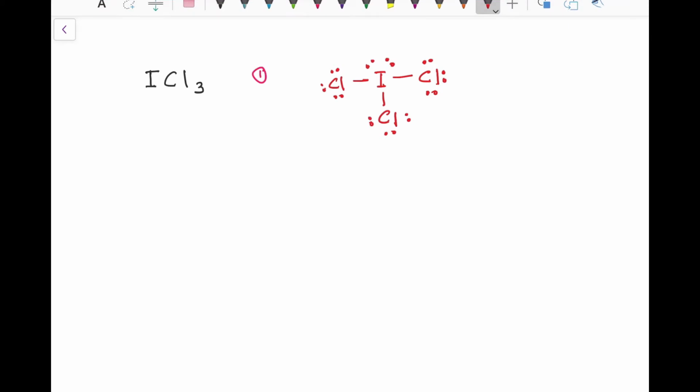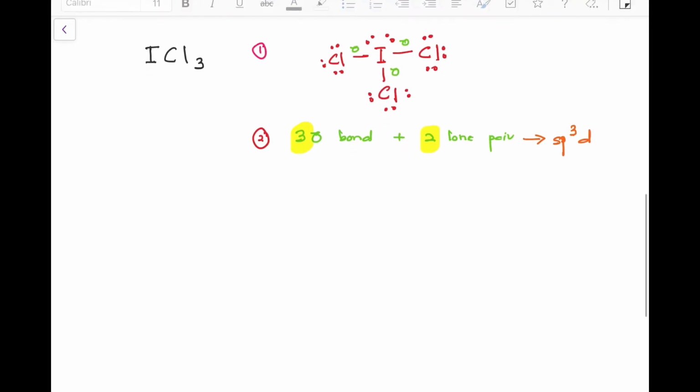Right, so step number 2, we need to identify how many lone pairs and sigma bonds are around the central atom. In this case, we have 3 sigma bonds and 2 lone pairs. The total is 3 plus 2, which is 5. So it will form sp3d hybridization because the total is 5.